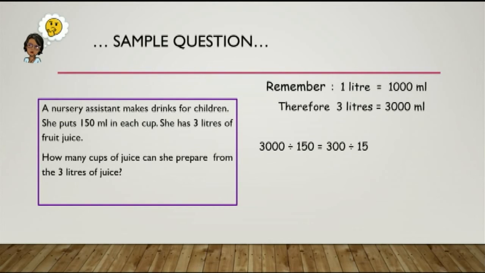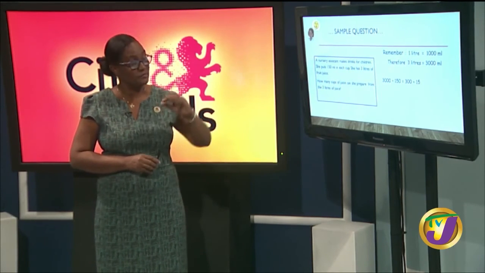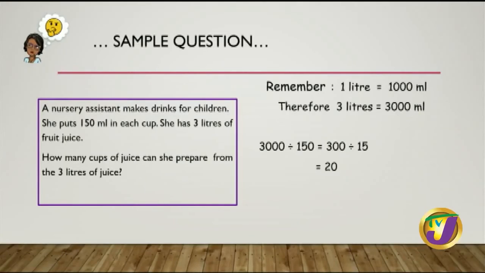Or, as I have done here on the screen, I divided this number by 10 and this one by 10. Both numbers, divisor and dividend, by 10. I now have 300 divided by 15. That's easier to do. Again, you could do the repeat subtraction by taking away 15 from 300 over and over, or just take it from one of the hundreds over and over and pile it up and count as you go along. I got 20 for my answer. Did you get 20? Good job.